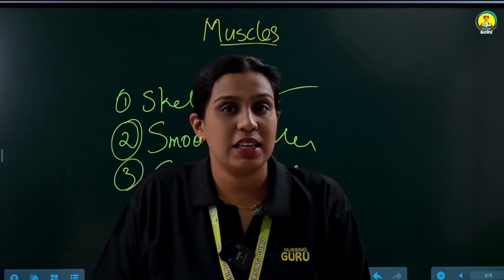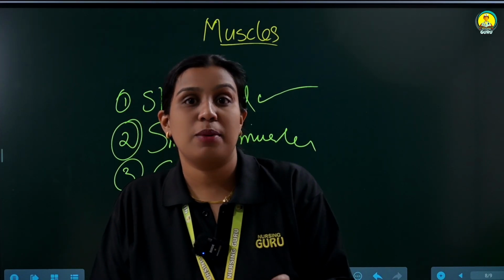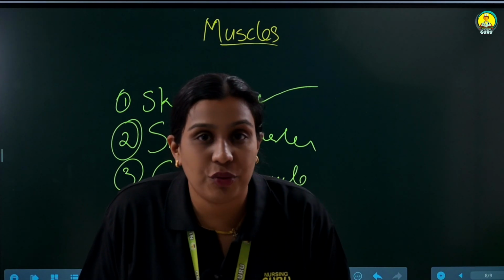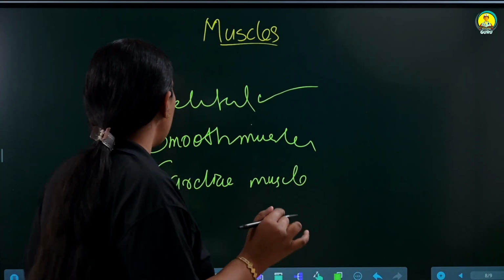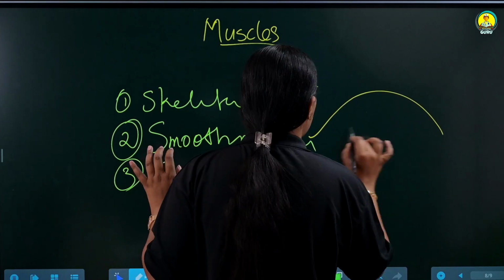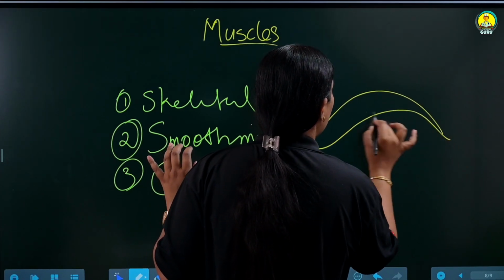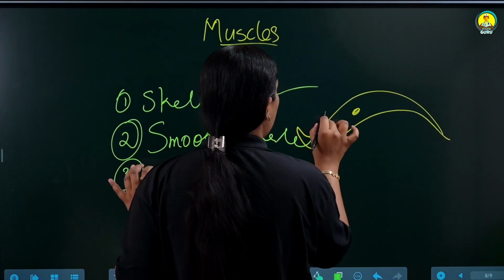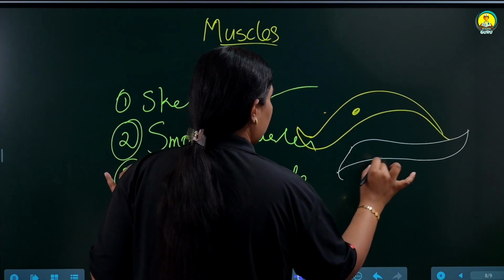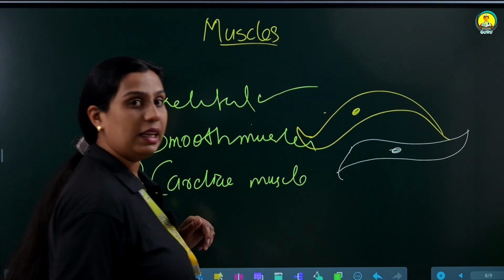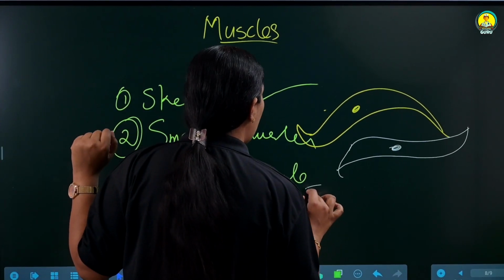What is the function? It helps the movement of the substance inside the body, like food through the intestine or the blood through the vessels. Normally the smooth muscle looks like this. One nucleus is there. Okay. Clear? Okay, what about the cardiac muscle?